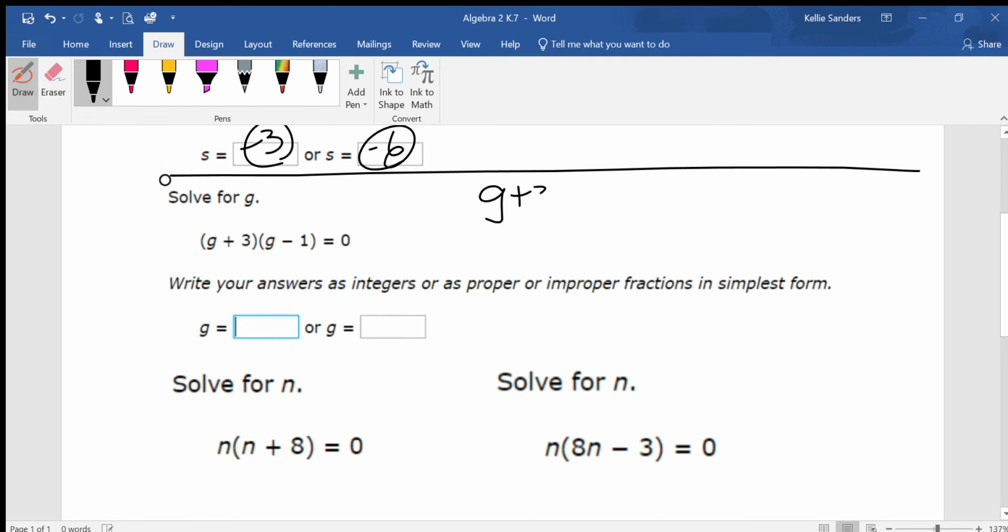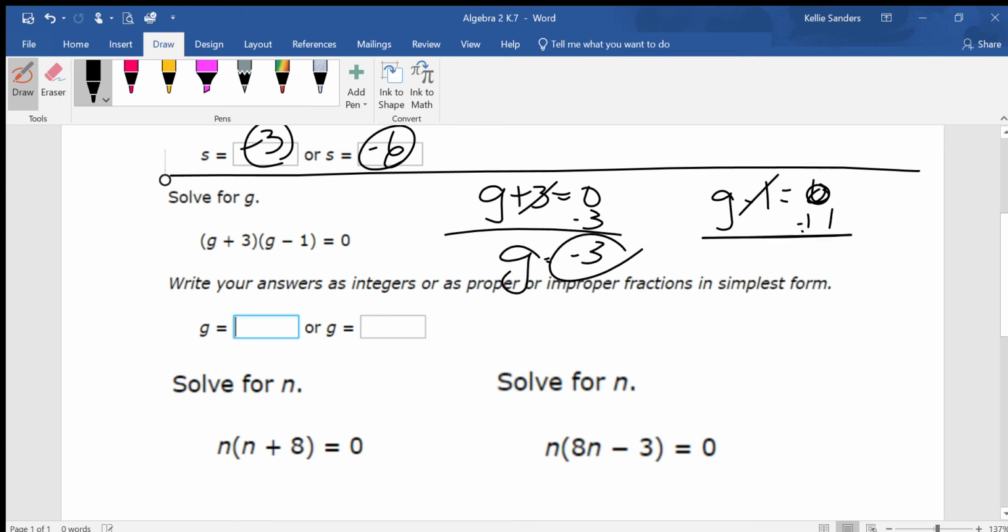So g plus 3 equals 0 and g minus 1 equals 0. So we're going to subtract 3. So g equals -3. We're going to add 1. So g equals +1. -3 and +1.